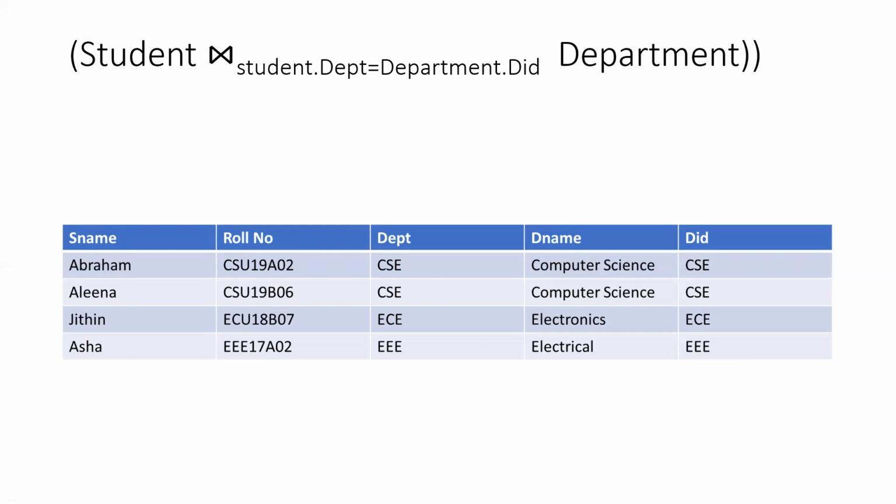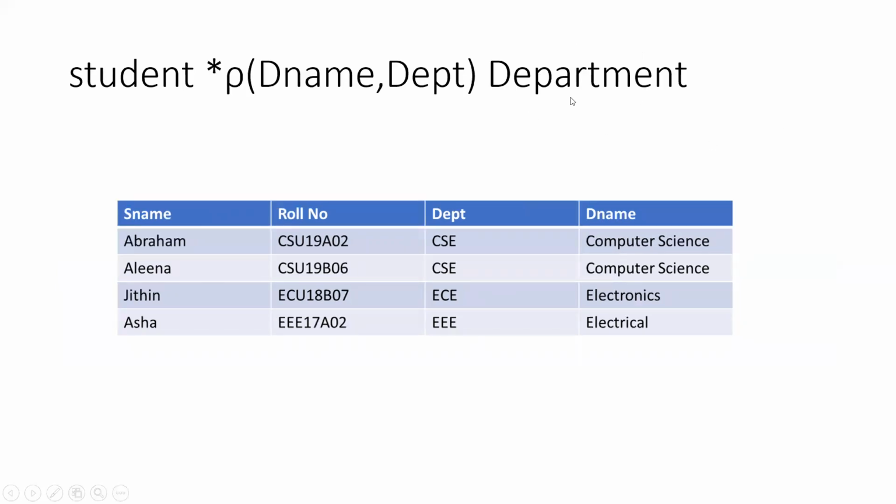For that, the first elementary condition is that we have to rename the relation. So the department table is renamed with the attributes D name and DEPT. The DID is renamed as DEPT in department. Then we apply the natural join: the student is natural joined with the department. So this is the result of the natural join, and we get only 4 tuples with 4 attributes.